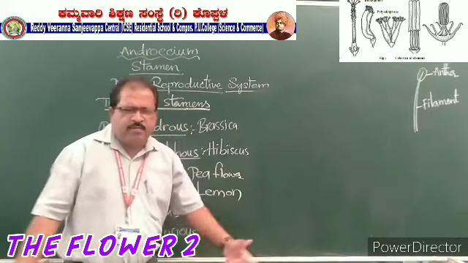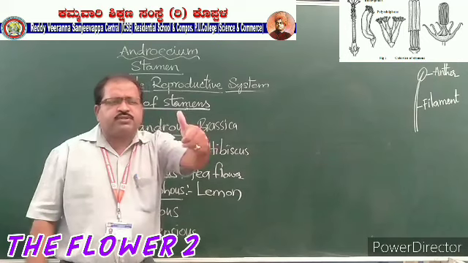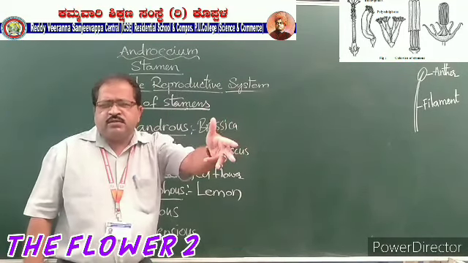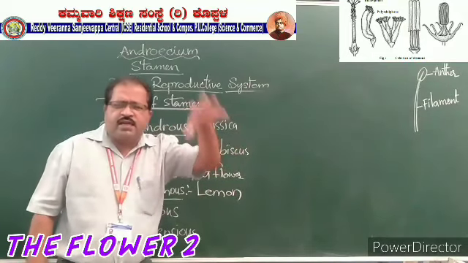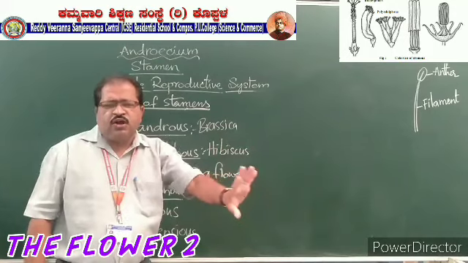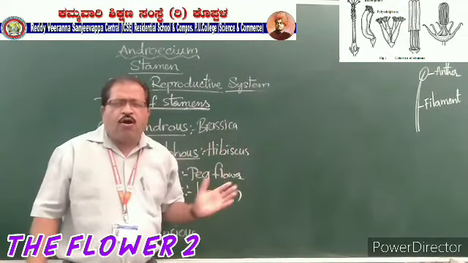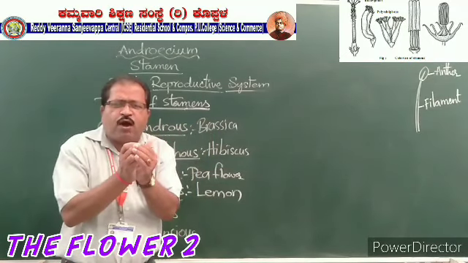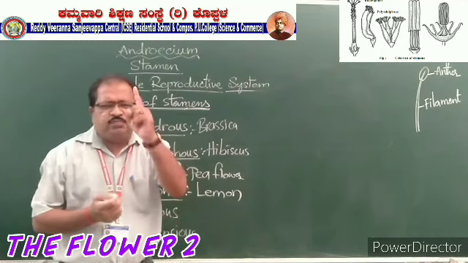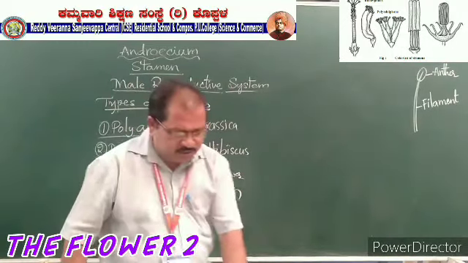or citrus. Lemon is also called a citrus flower. Whatever comes in the citrus category, lemon, sweet lemon or orange, these all come under the category of citrus fruits, and those citrus flowers will have the polyadelphous condition in the stamens. All the filaments are fused together, forming more than two bundles. Okay, that is polyadelphous.